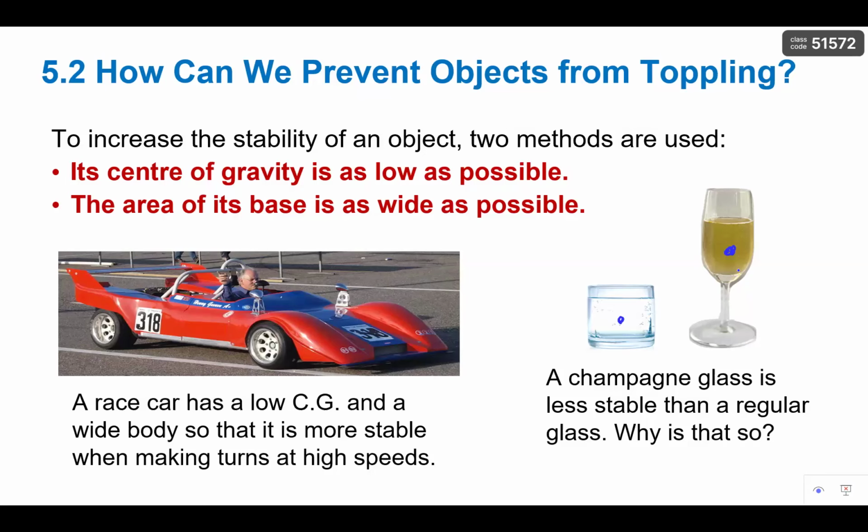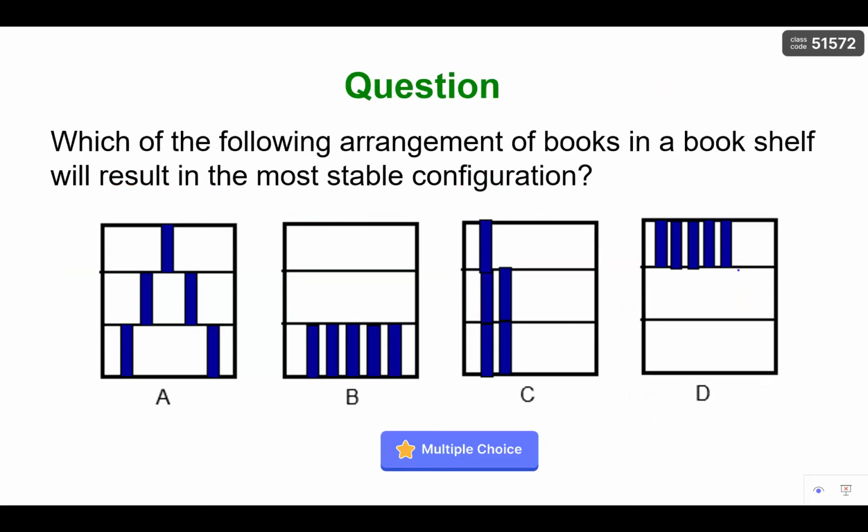So the lower the center of gravity and the wider the base area, the more stable we are to prevent us from falling in the bus or in the MRT. So you may pause the video to think about the answer to this question. I'm going to go through now. Which of the following arrangement of books in a bookshelf will result in the most stable configuration?